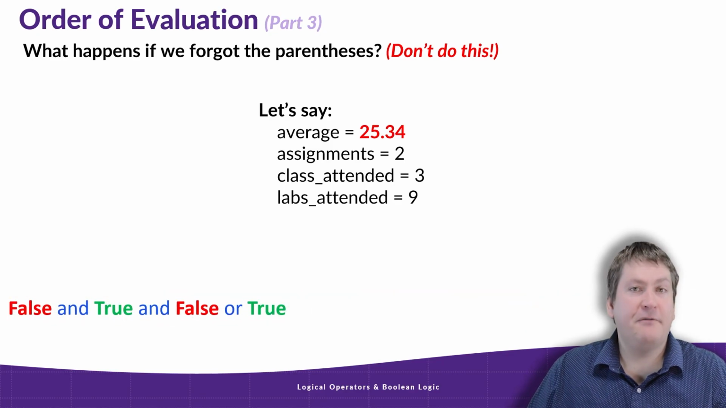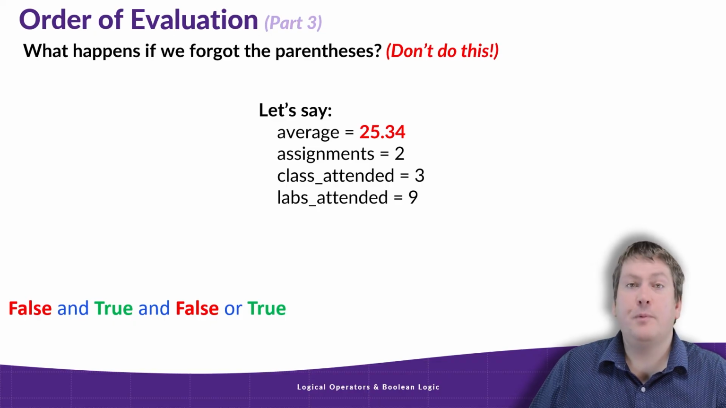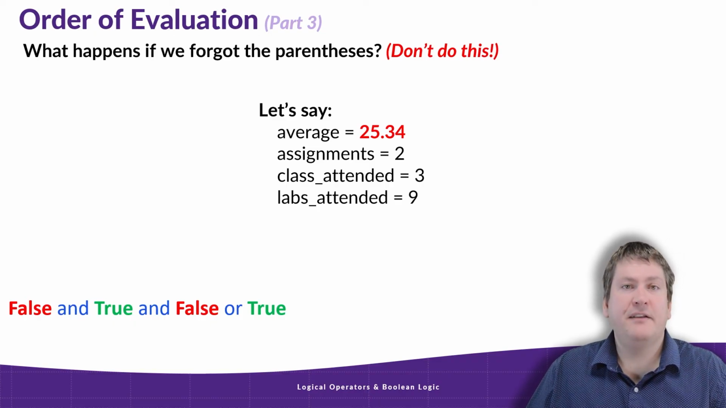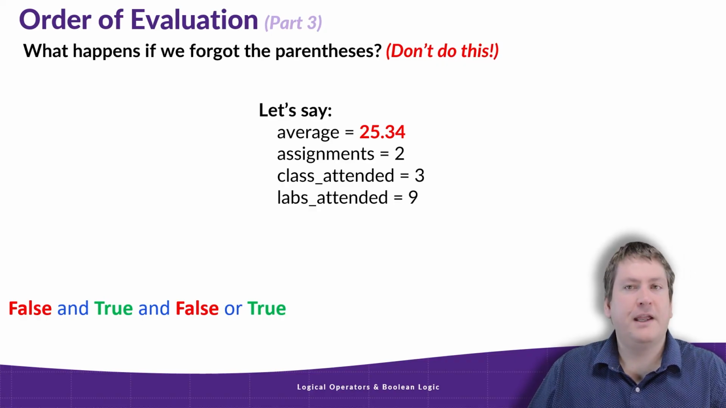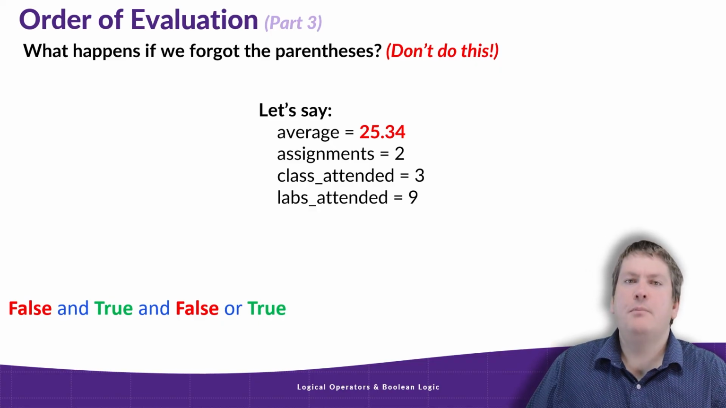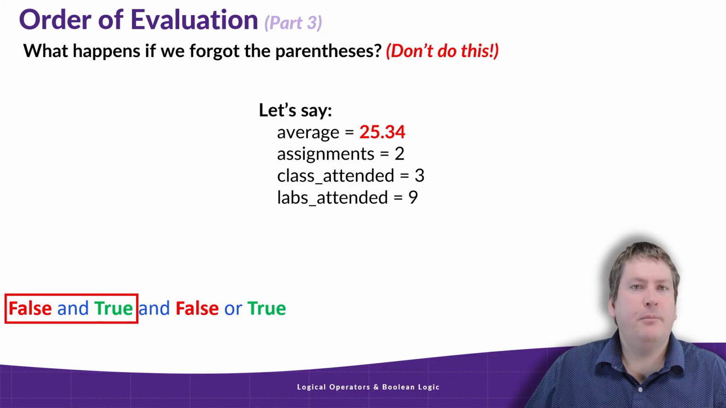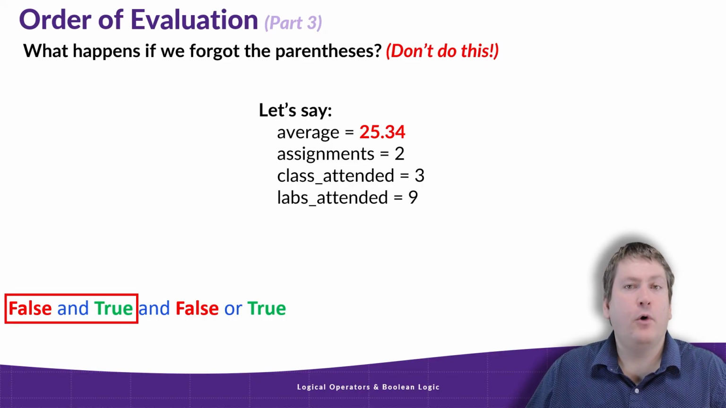So in this case, average is less than 65, so we get a false. Assignment is equal to 2, so we get a true. Class attendance is too low, so we get a false. And lab attendance is more than enough at 9, so we get a true value. But what do we evaluate next? Well, if you recall, the AND operator has a higher precedence than OR, so we evaluate that first.